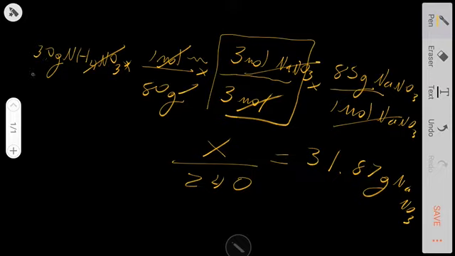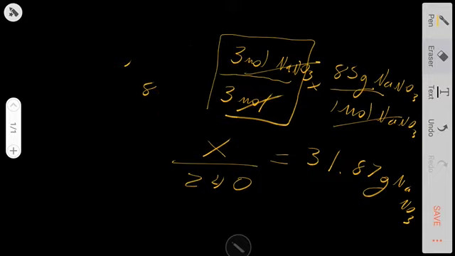Alright, so now I found out how much product I can make if I have 30 grams of ammonium nitrate. Now we need to do the same thing for the other reactant, which is sodium phosphate. So we'll quickly do that.